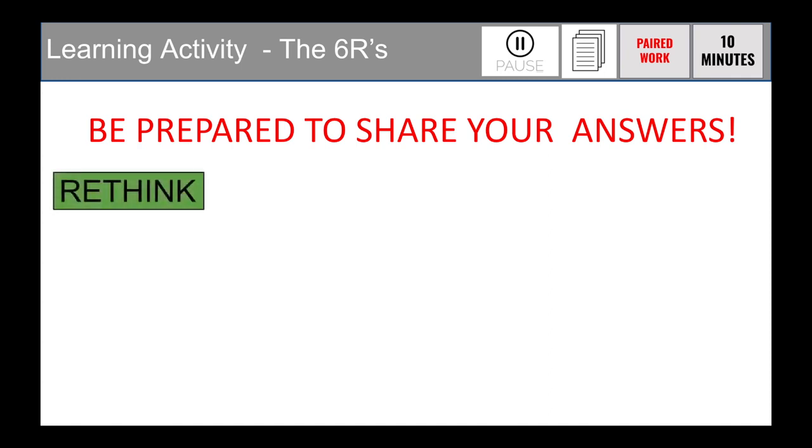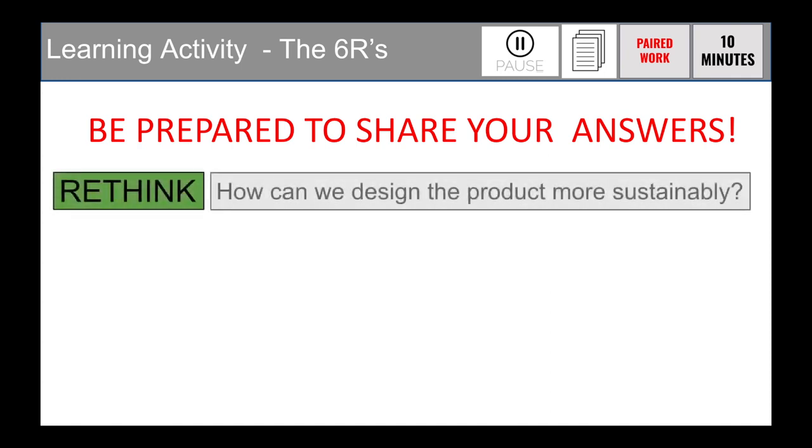The first thing to think about when looking at the 6 R's of sustainability is rethink. We consider how we can redesign the product to be more sustainable, how we can potentially avoid having to have that product at all, or think about using better choice of materials.